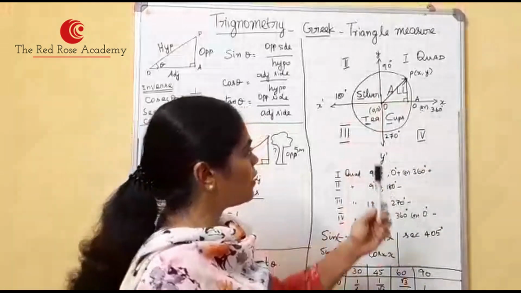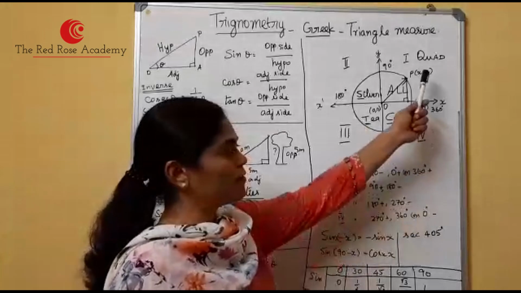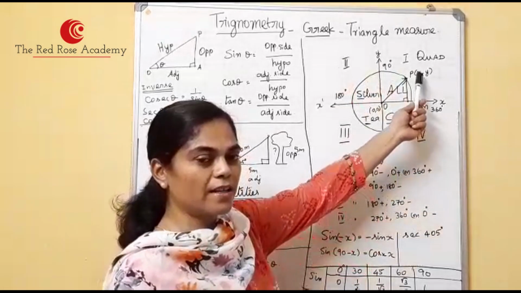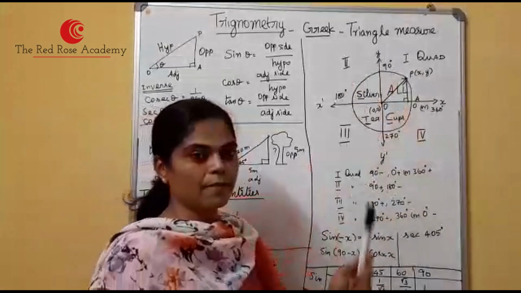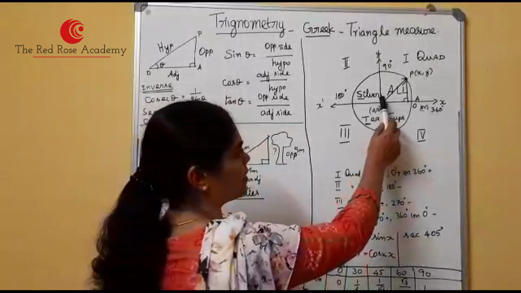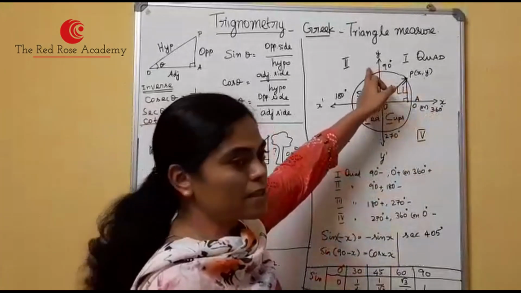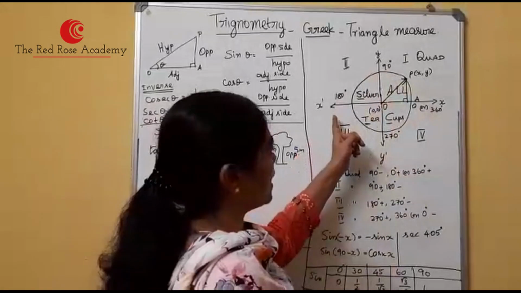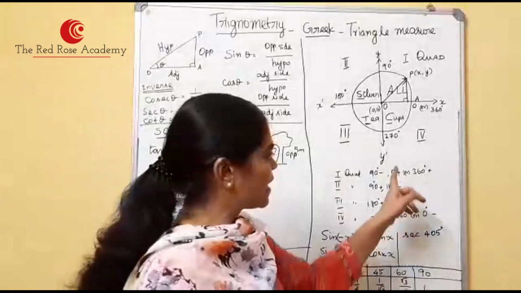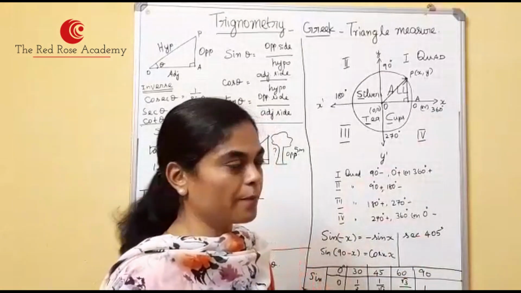Let us split this circle into 4 quadrants: first quadrant, second quadrant, third and fourth. What is the first quadrant? It is from 0 to 90 degree. Each quadrant contains 90 degree, right? So here it is a right angle, right angle, right angle, right angle. So 0 to 90 is the first quadrant, 90 to 180 is the second quadrant, 180 to 270 is the third quadrant, 270 to 360 is the fourth quadrant. Likewise, it is going on.